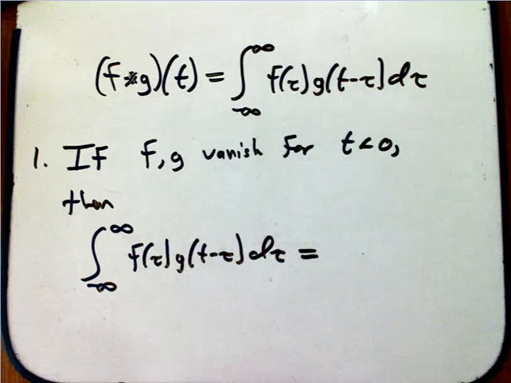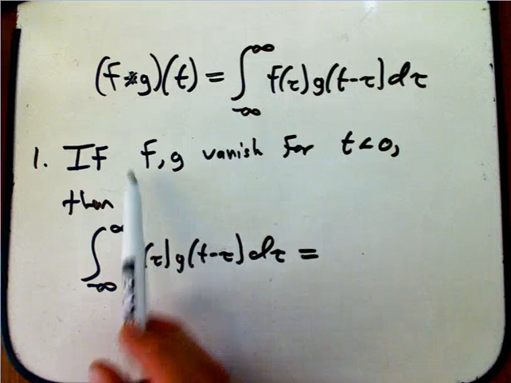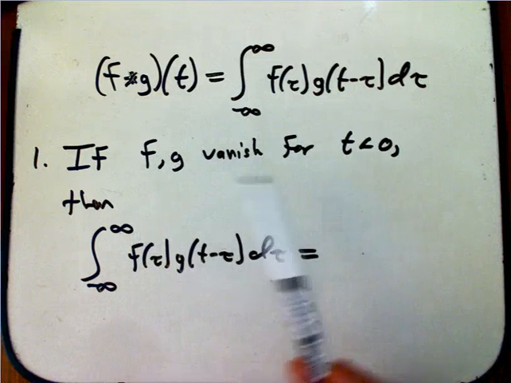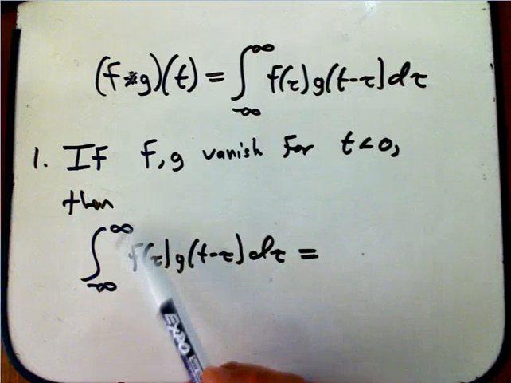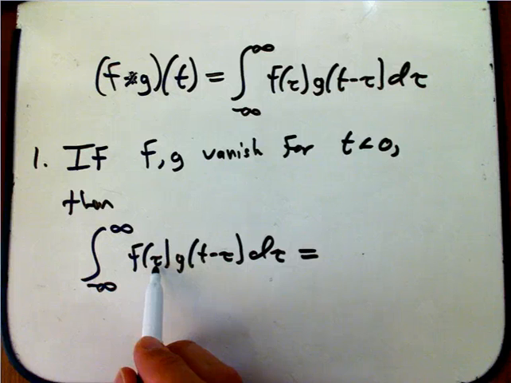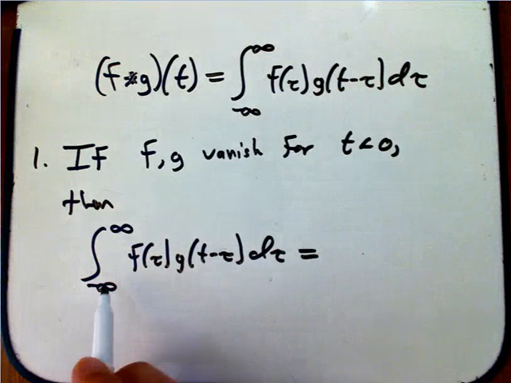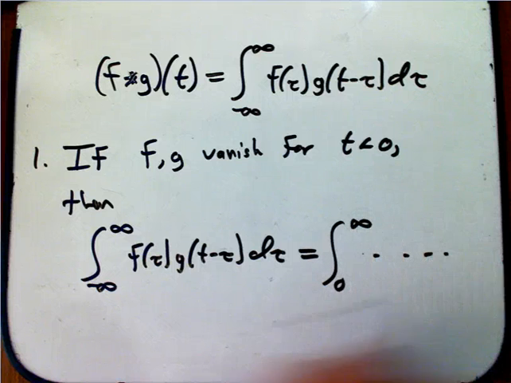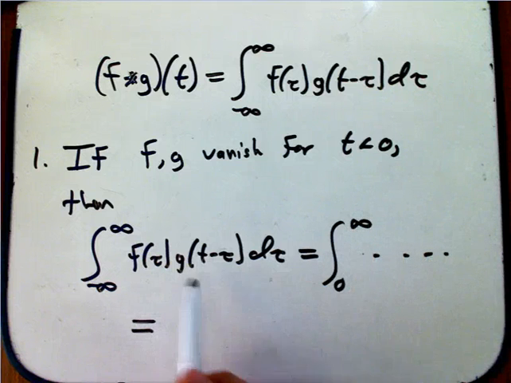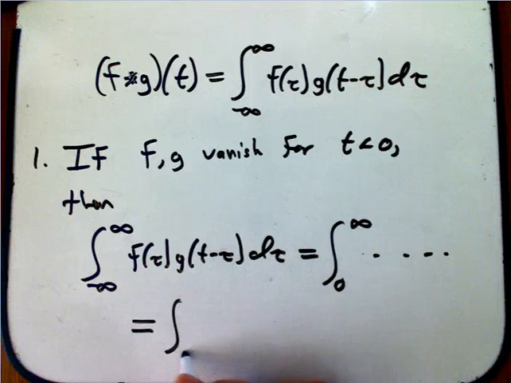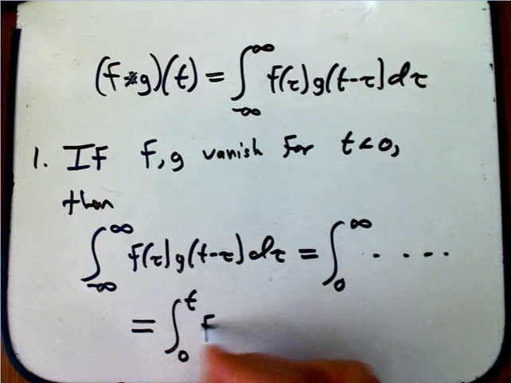It's a very common phenomenon we're going to have lots of times, when functions vanish outside of some region or some interval, and it has the effect of just changing the limits of integration. So when tau is negative, f is going to vanish, so this is going to be from 0 to infinity of the same thing. And when t minus tau is negative, it's going to vanish. Well, that's when tau is bigger than t, and so it's just really going to go from 0 to t.